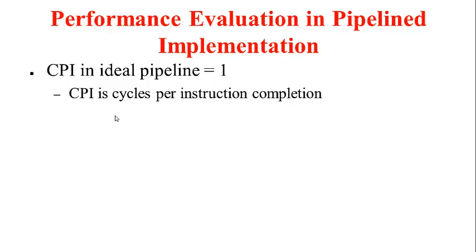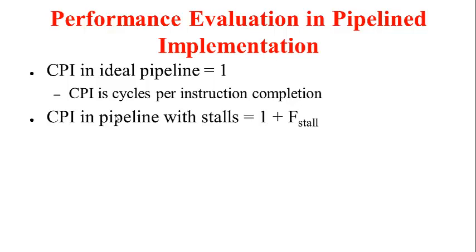Now, if we have a pipeline with stalls, we are going to have this effect show up in the form of increase in CPI. The CPI is going to be 1 plus fraction of stalls. So, the fraction of instructions which undergo a stall, that's the fraction of bubbles which will appear out of the pipeline. So, the CPI will effectively be 1 plus fraction of stalls. With this model, we can now evaluate the performance of a pipeline implementation.